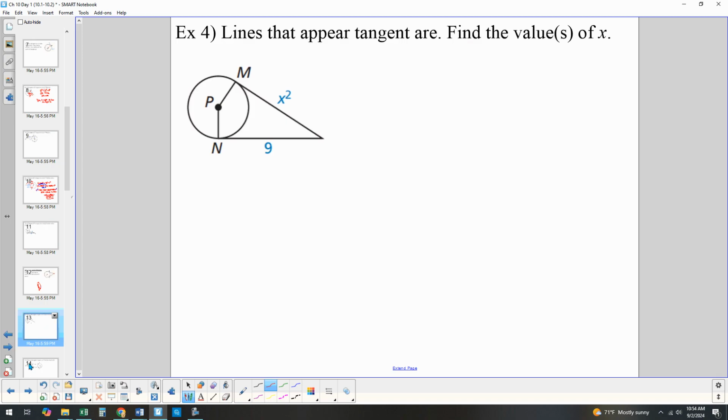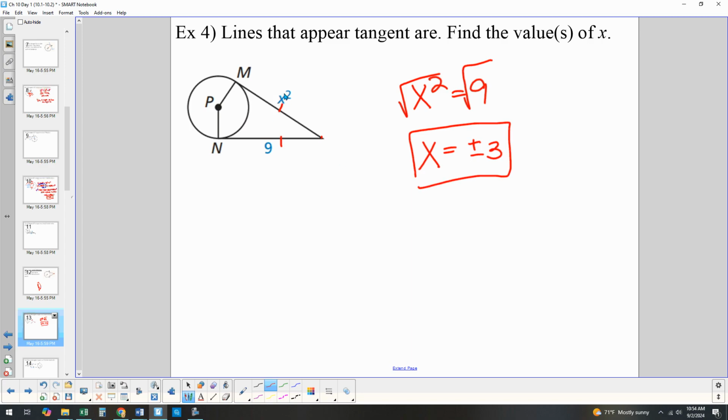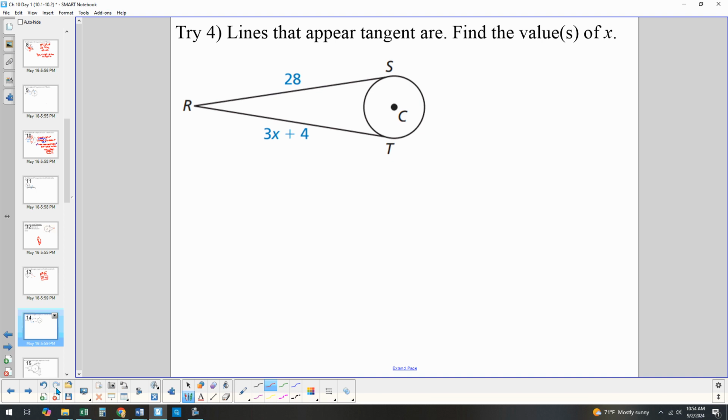So in example 4, these are two tangent lines that meet at this point, so they are the same. So I could set x squared equal to 9. This is going to be an easy peasy one to solve. Take the square root of both sides, but we do have to be careful with our answer because x could be plus or minus 3, right? Negative 3 times negative 3 is 9. 3 times 3 is 9. So here's one for you to try. Pause. Answers are posted online.